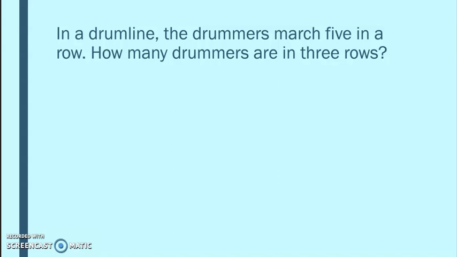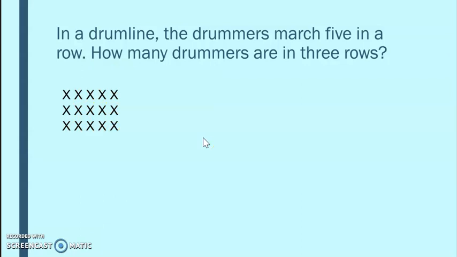Well, let's see what you found out about the drummers. Did your array look like this? Here, I see that I have 3 rows, 1, 2, 3. And I made sure that I put 5 in each row. 1, 2, 3, 4, 5, which are 5 columns.